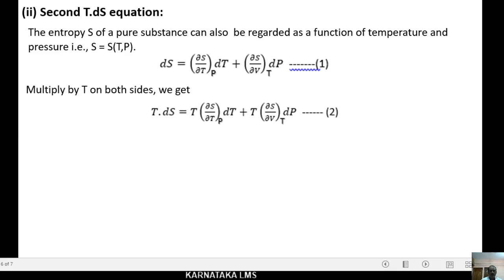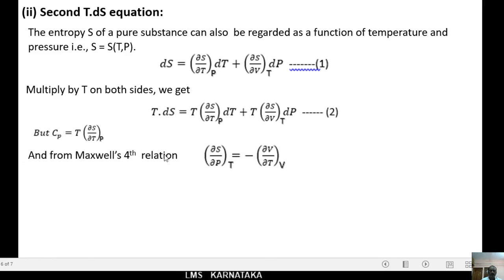Therefore, we multiply by T on both sides. We get T dS equals T (∂S/∂T) dT plus T (∂S/∂P) dP. Let it be equation 2. Here, you know that the specific heat of gas at constant pressure is given by the formula Cp equals T (∂S/∂T), and Maxwell's fourth thermodynamic relation, ∂S/∂P equals minus ∂V/∂T. You can substitute these values in equation 2.